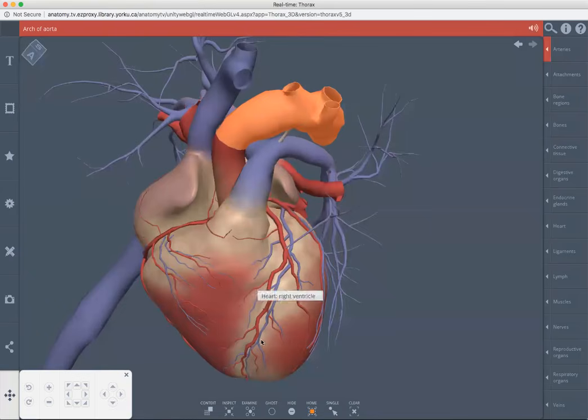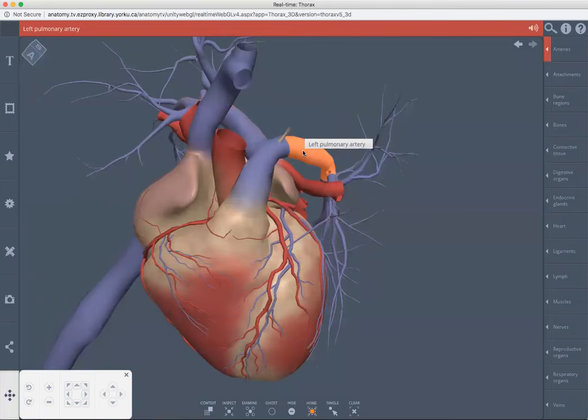Let's get rid of this for a sec so we can see our right pulmonary artery. Okay, so right pulmonary artery, left pulmonary artery, and it's the pulmonary trunk that's leaving the right ventricle. Pulmonary trunk isn't strictly on your list, so we won't pin that in a test, but you should be aware of right and left pulmonary arteries.